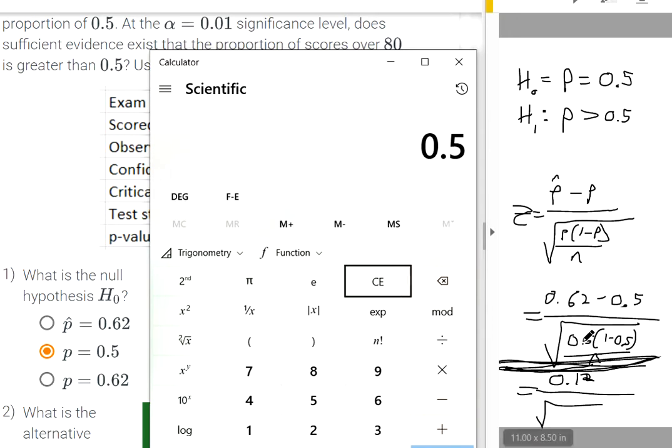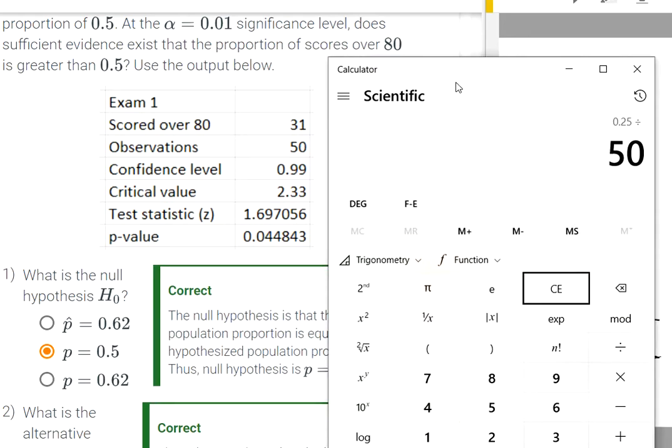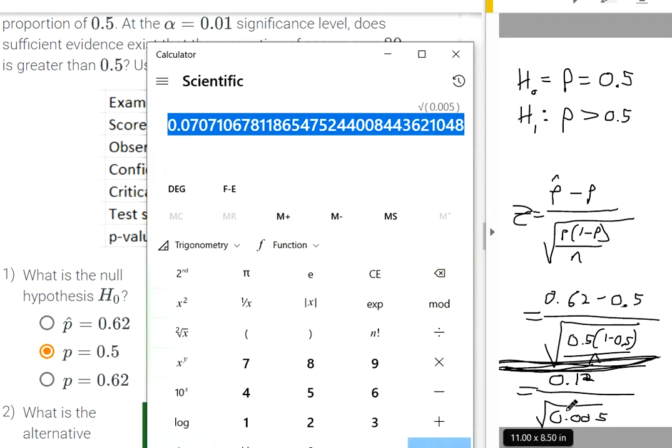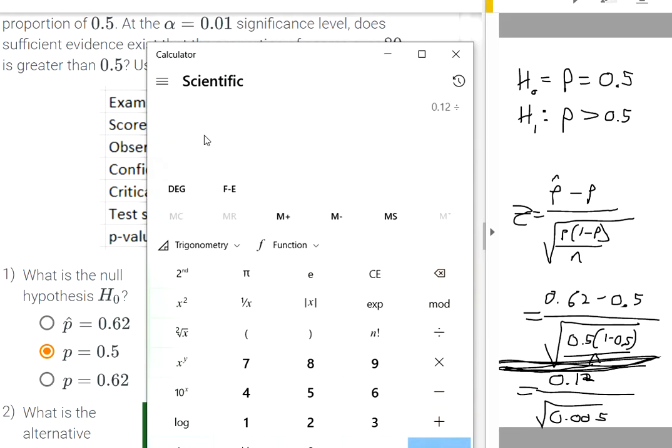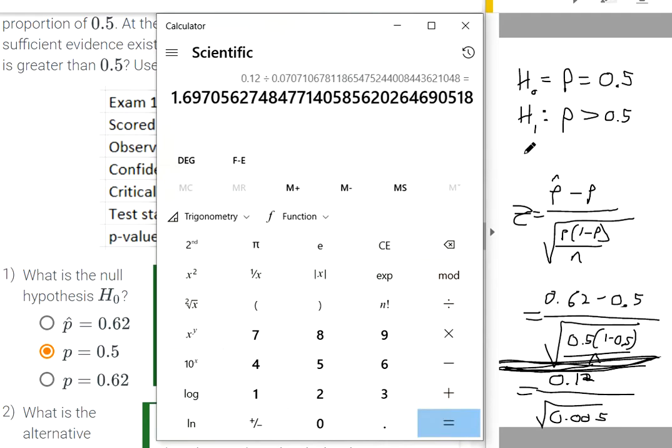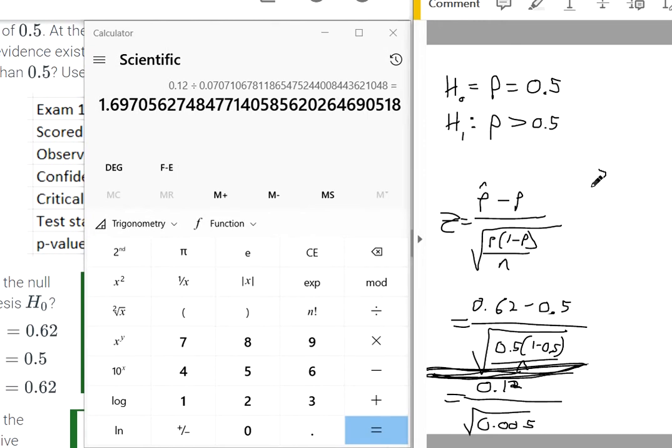That's 0.5. So the top is 0.5 times 0.5. And then we need to divide that by n, the sample size. And there's 50 observations. So that's what everything is before we take the square root. So now if we take the square root, that's what the denominator is equal to. The square root of 0.005 is 0.0707, etc. So we need to take 0.12 divided by the denominator. So I got a z-score of 1.697. So that's what you need to find a p-value.